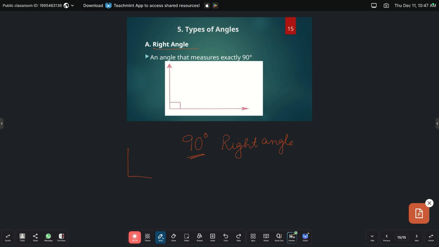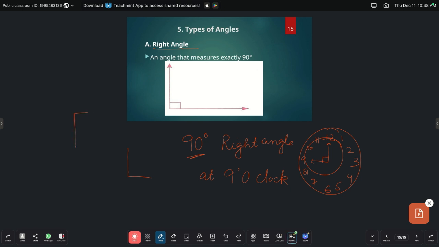Again, if we see a clock at 9 o'clock, the hands of the clock make a 90 degree angle. See here, boys, the hands of the clock are making a 90-degree angle. So there are many examples where you can see in real life also that there is a right angle.